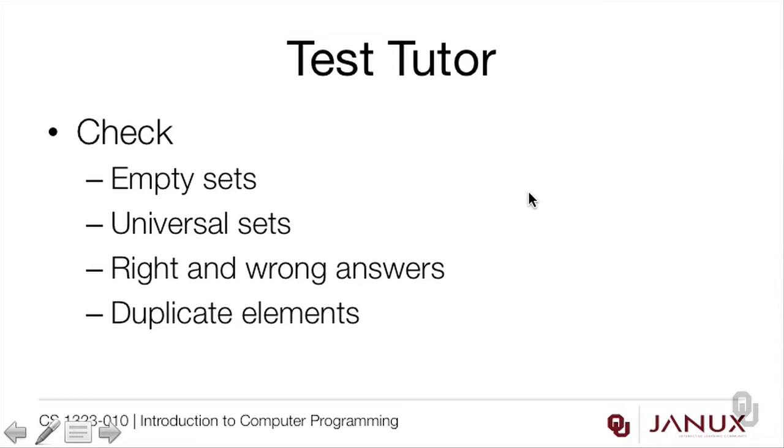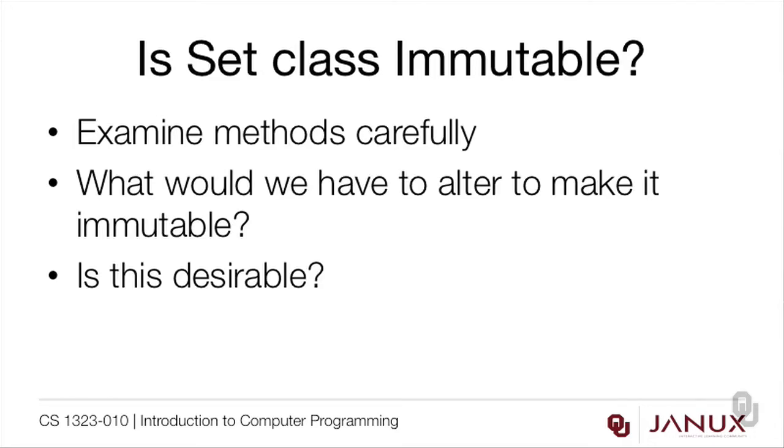So we've tested our duplicate elements. Now notice the bugs we found while we were doing testing didn't actually have anything to do with duplicate elements. That is a sure sign that we have not tested this program enough. The next thing we want to talk about is whether our set class is or is not immutable. So we need to look at the methods carefully and see if there are any methods that change data.